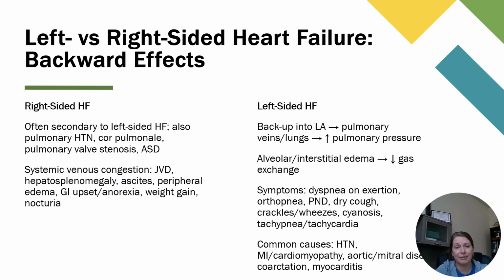Peripheral edema, they can have some GI upset and anorexia, weight gain, and they will have nocturia. On our left-sided heart failure, that's going to be more of our left side lungs. Okay, that's how I like to remember that.